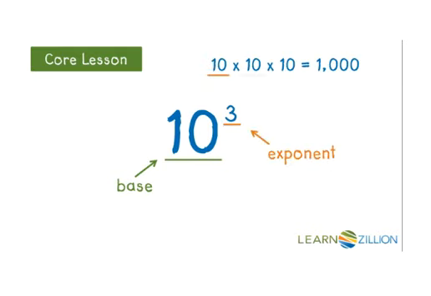The exponent 3 is the number of times the base is multiplied by itself. In our example, it is 3 because we're multiplying 10 times 10 times 10. When we combine the base and the exponent, we have our power. In this case, it's a power of 10 because our base number is 10.